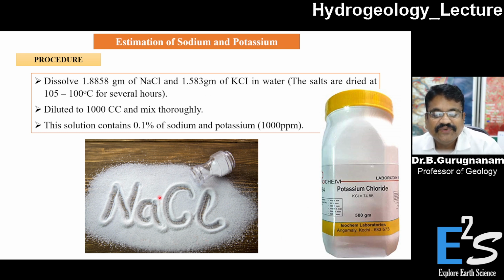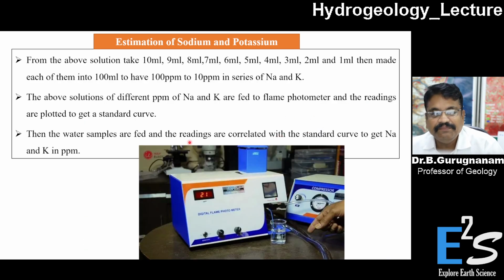Look at this picture, it's very classical that they have taken sodium chloride and potassium chloride in powder form itself. Dissolve 1.8858 gram of sodium chloride and 1.583 gram of potassium chloride in water. The salts are dried at 105 to 110 degrees centigrade for several hours. Dilute to 1000 cc and mix thoroughly. The solution contains 0.1% of sodium and potassium. So this is the first process, 1000 ppm.